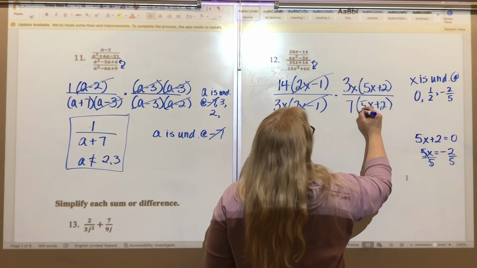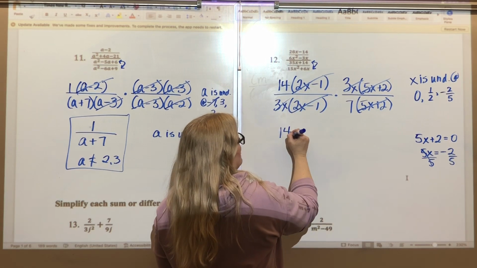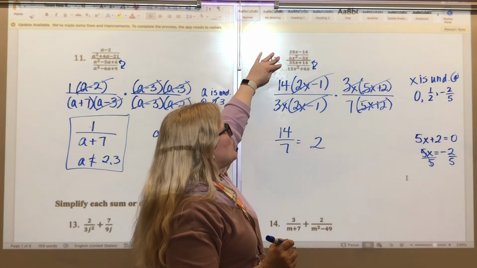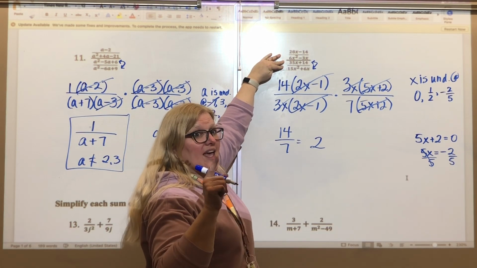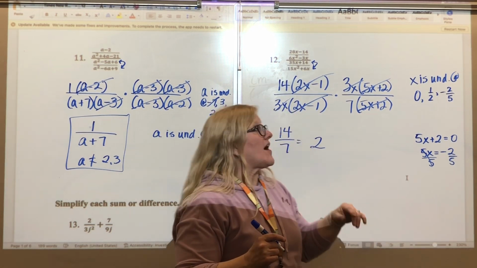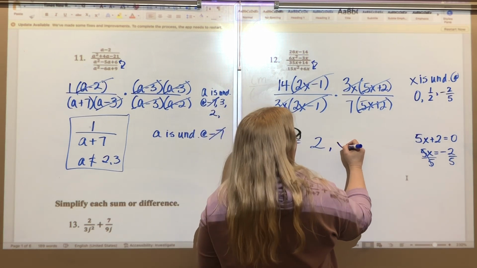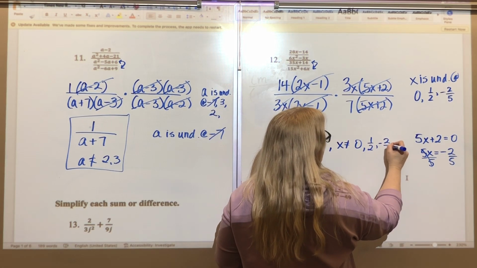Okay, slash, slash, slash, slash, slash, slash. That was fun. 14/7 is 2. So if I put anything into this, I'm going to get 2, except 0, 1/2, or negative 2/5, because if I put those in here, it's undefined. So x cannot be 0, 1/2, or negative 2/5.